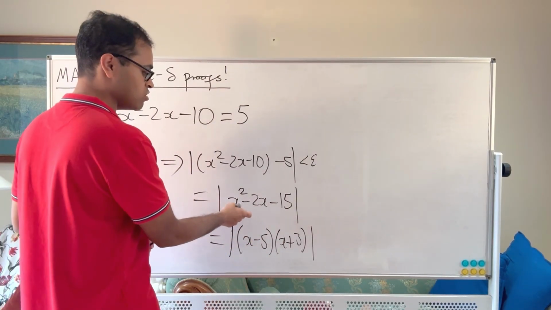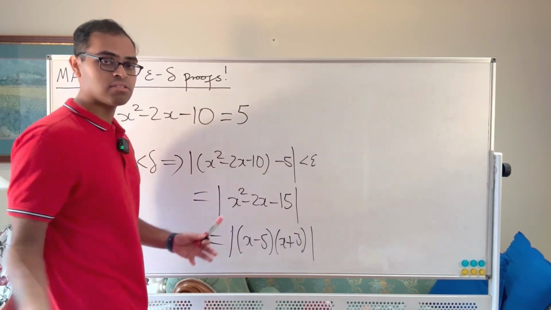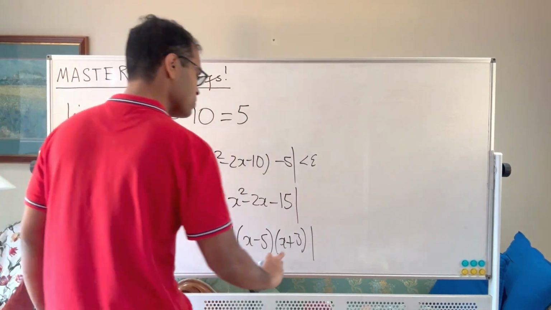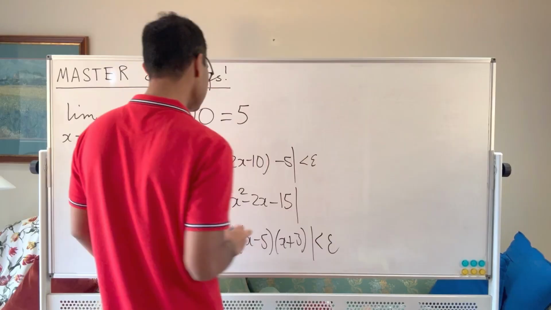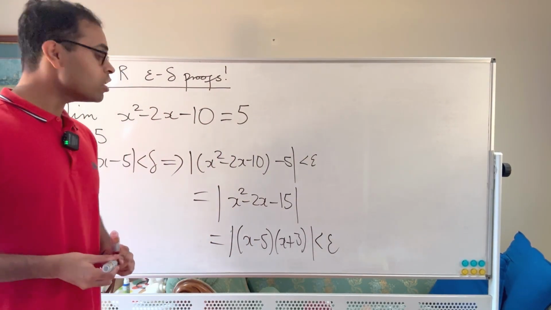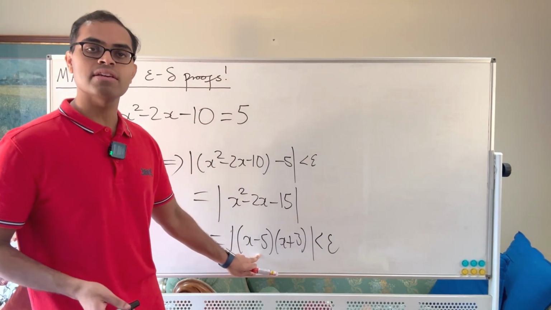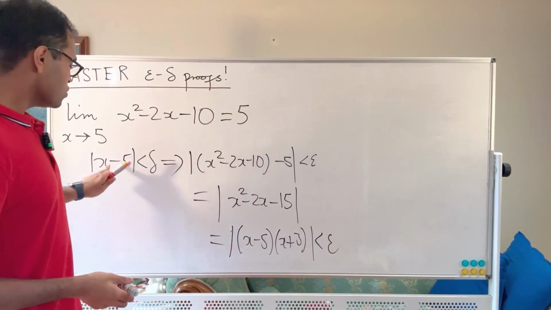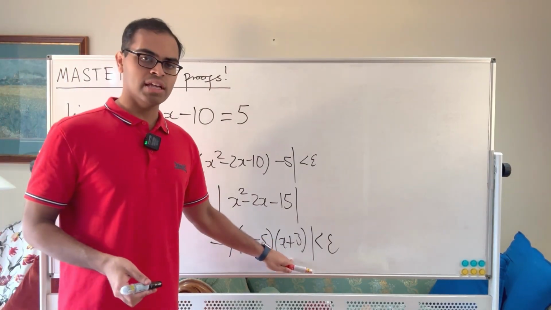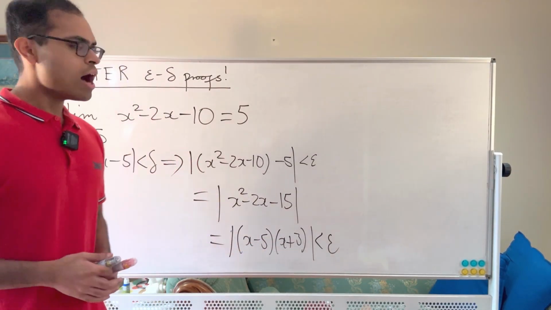Okay, so x equals negative 3, you get 9 plus 6 minus 15. So it's 0. So you've got that. We want this to be less than epsilon. Now, this is a little trickier because it's not a constant now that we're multiplying the absolute value of x minus 5 by, right? So we're multiplying it by x plus 3, and that's a function of x. So how are we going to handle this?